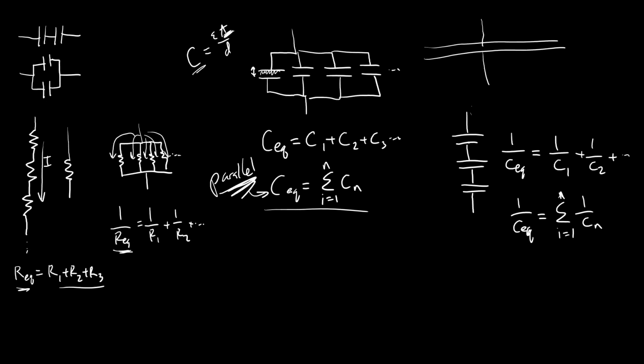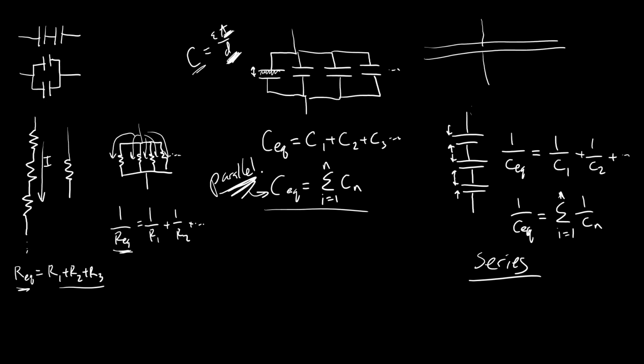And the way to think of that is that as you're adding more of these in series, you are adding up all of these gap distances, and that is in the denominator of this fraction. So as you add more and more capacitors in series, that gap actually gets bigger, and as a result, the total capacitance goes down. So now that you know how this works for both resistors and capacitors, it's important not to get them mixed up.